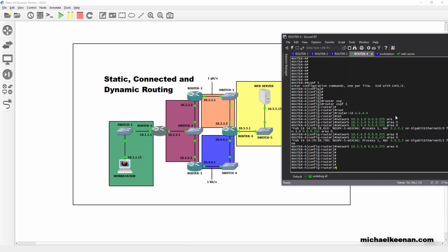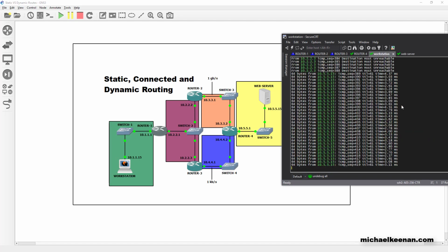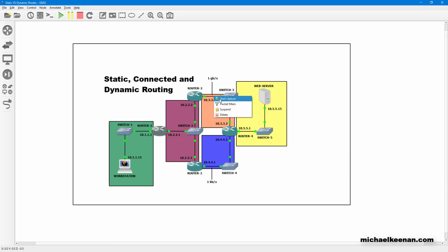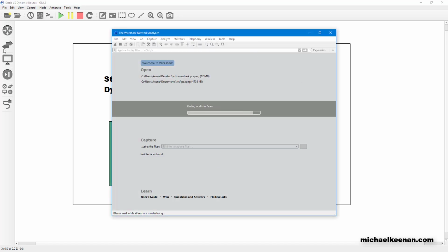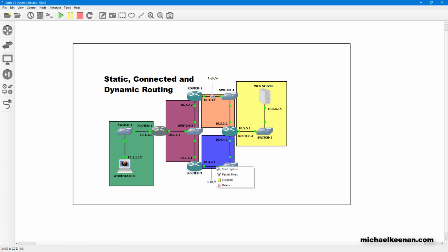So now if we were to look at the workstation, you can see that he's starting to be able to ping the web server because now he knows how to get there through the network. So what I'm going to do now is put a capture here. I'm going to put another capture down here.